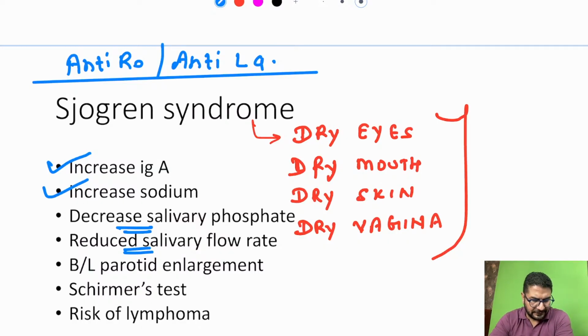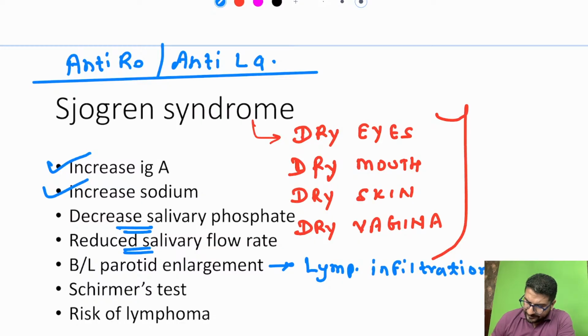Anti-Ro, what we call SSA, and this anti-La is called anti-SSB. Now try to understand this. Bilateral parotid enlargement means the parotid gland is enlarging. Because of this, what you will notice is lymphocyte infiltration into the parotid. Lymphocytes are infiltrating into the parotid gland, that is why the parotid gland looks swollen.